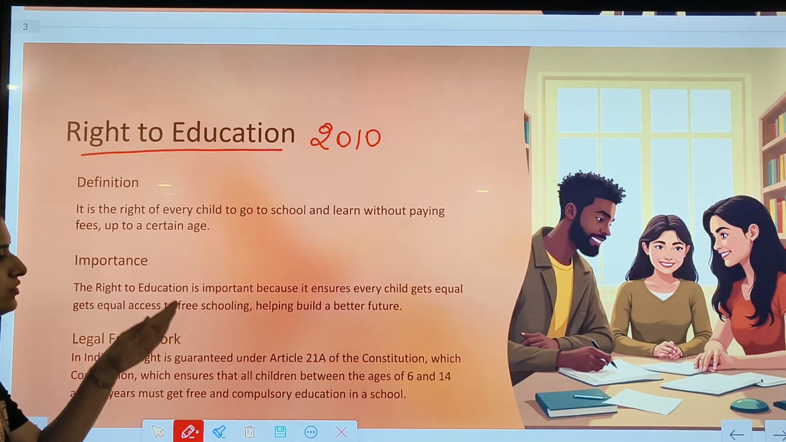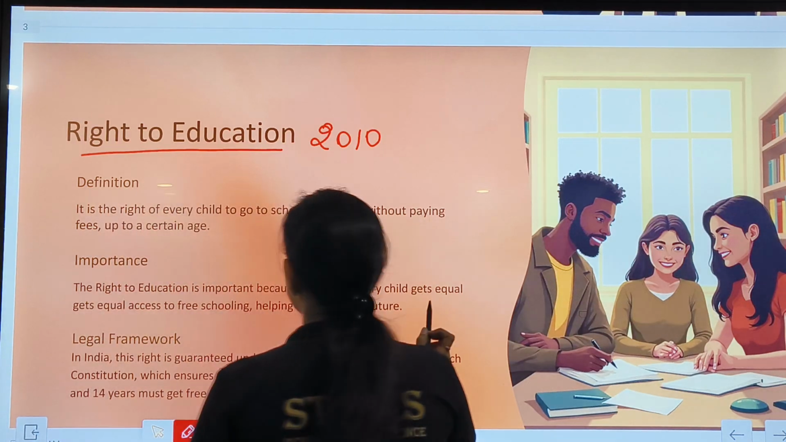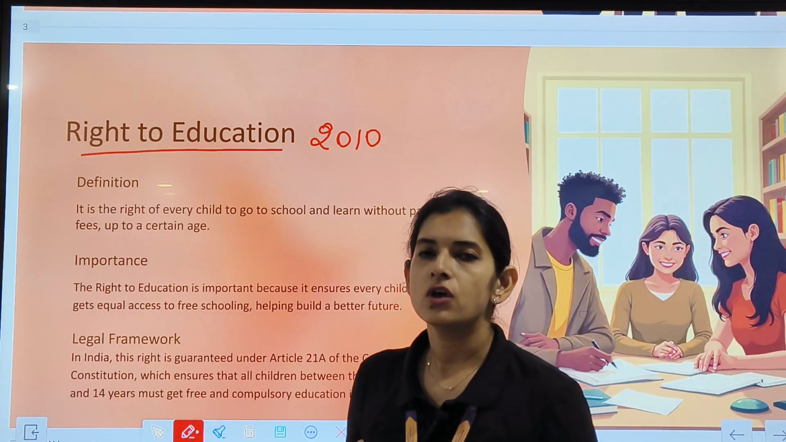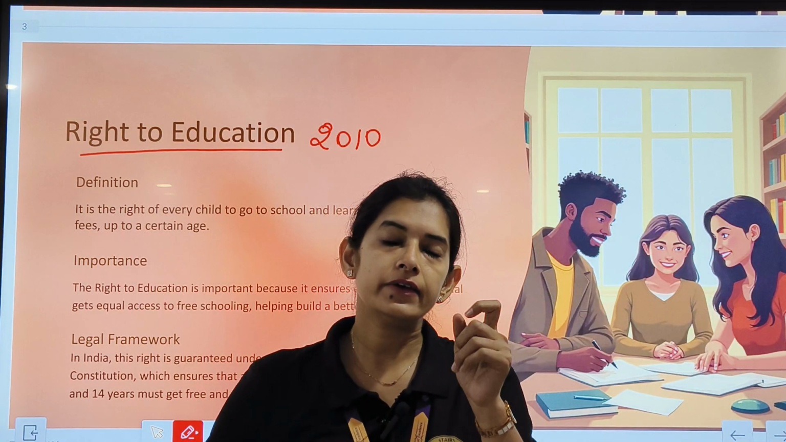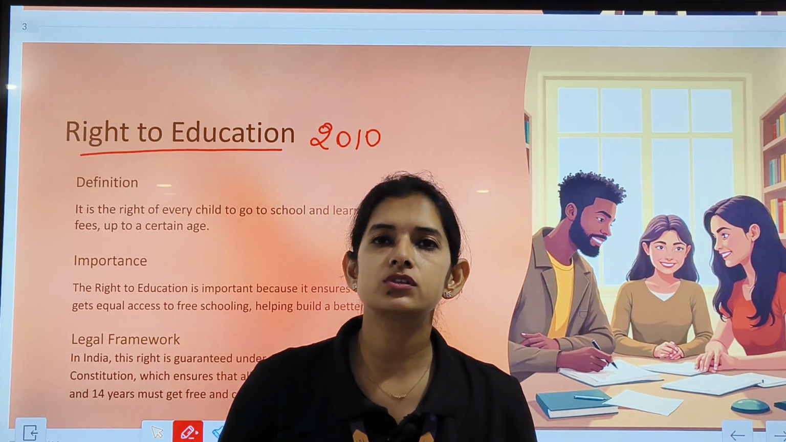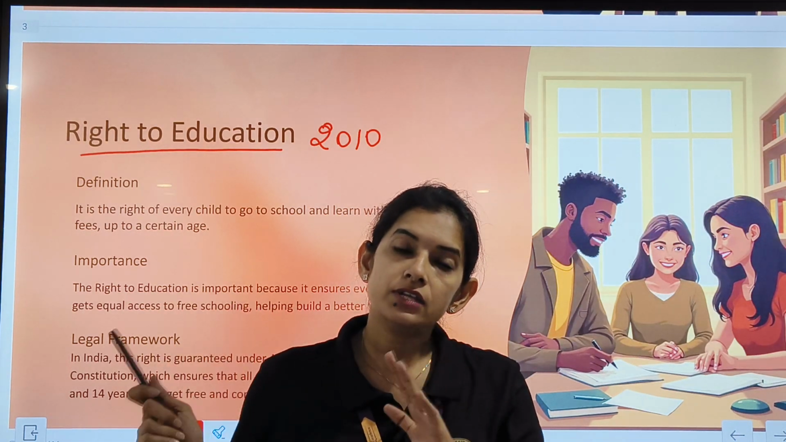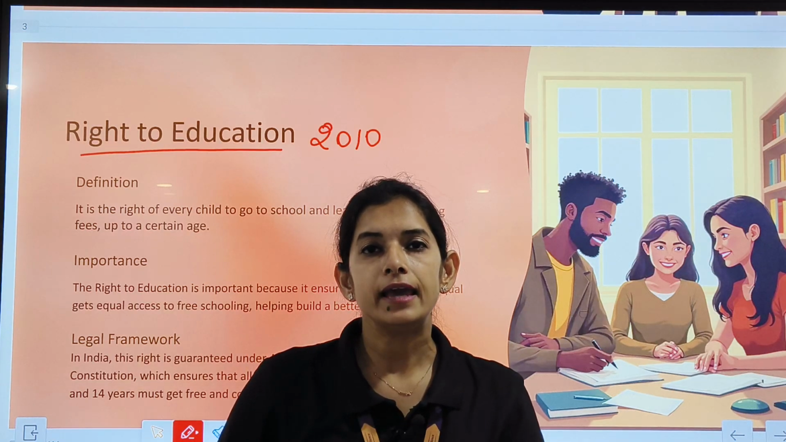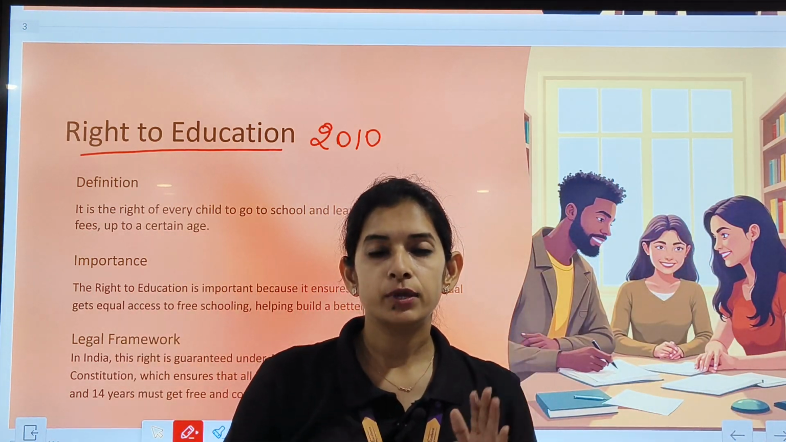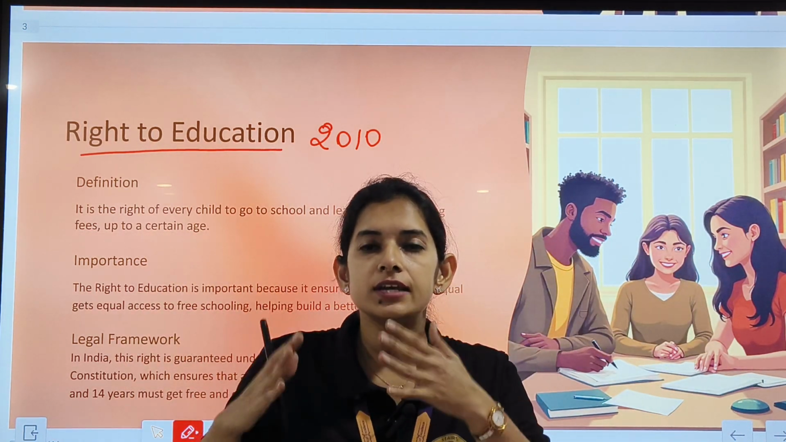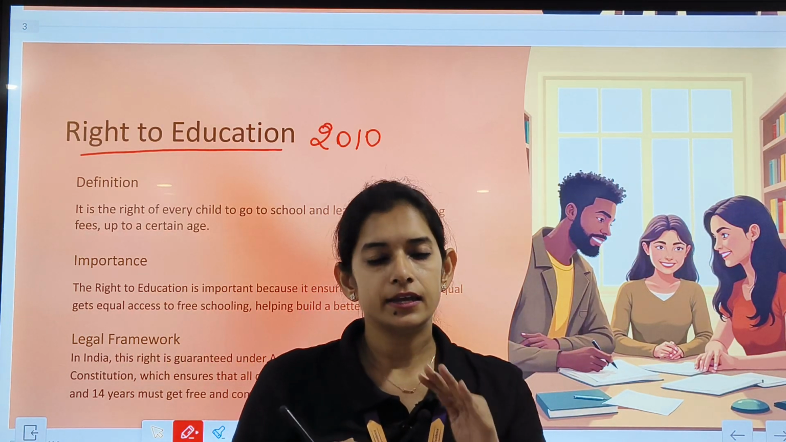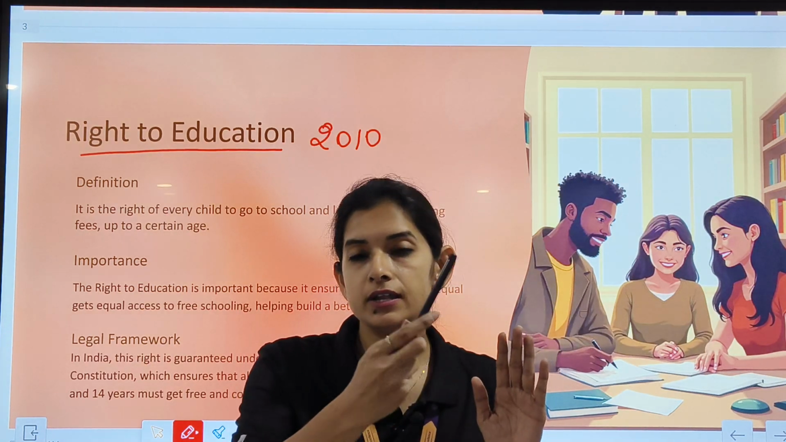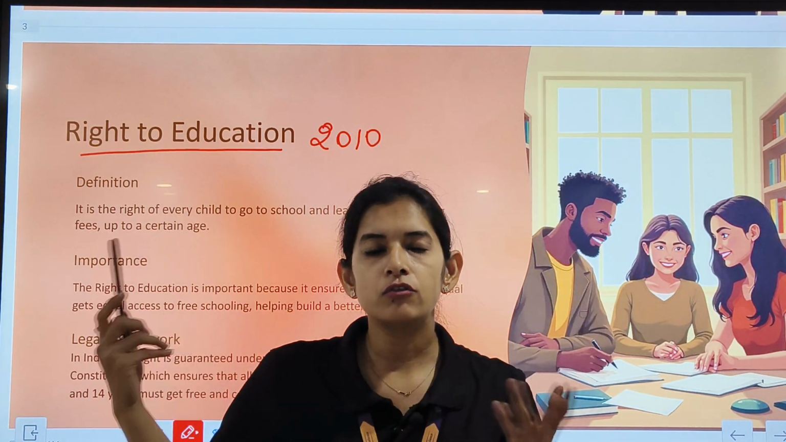Importance. Right to education is important because it ensures every child gets equal access to free schooling, helping build a better future. Why was it made a legal right, an essential right? Because according to right to education, each and every child would be getting free and compulsory education, right? So in the future, it would help us build a better society, because every child would be educated, every child would be literate. So automatically, it will improve our human resource availability. Clear? And when human resource availability improves, automatically our economy will grow.